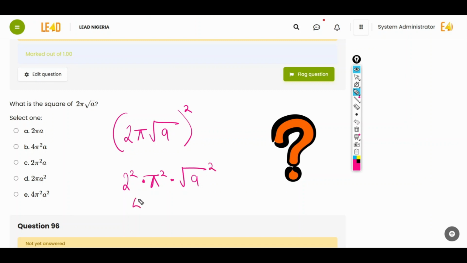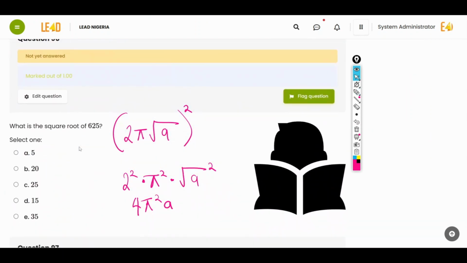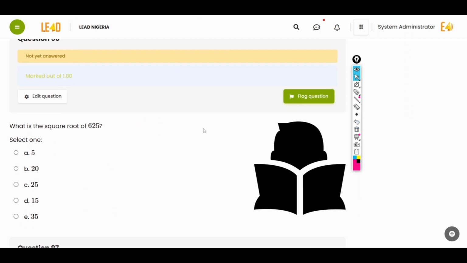Okay, so this would be 4. Pi squared is pi squared, and then root a squared will just give you a. Square cancels out square root, so root a squared will just give you a. So you have 4 pi squared a. That's option B, 4 pi squared a.